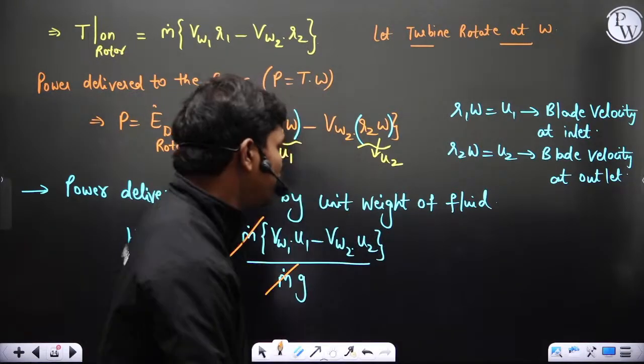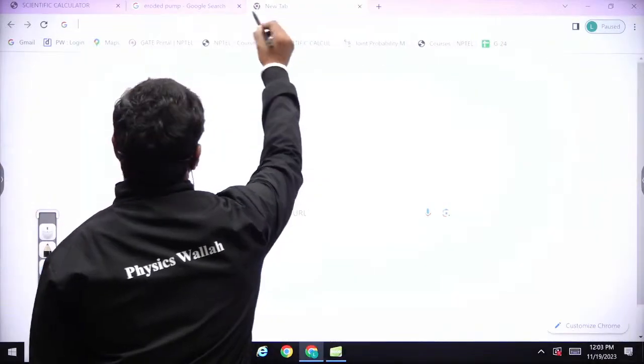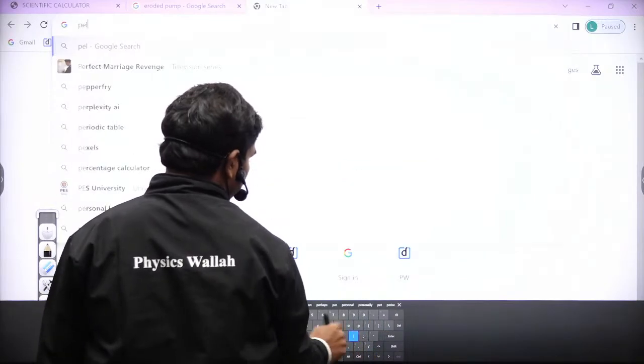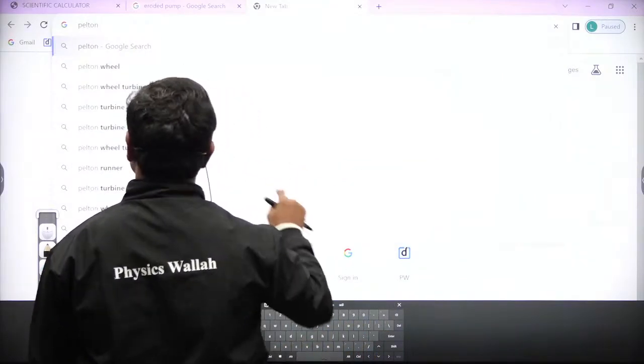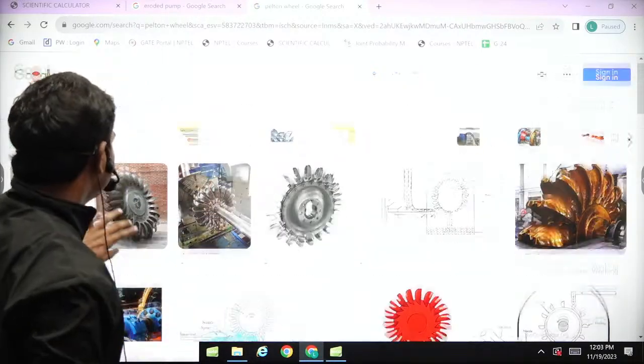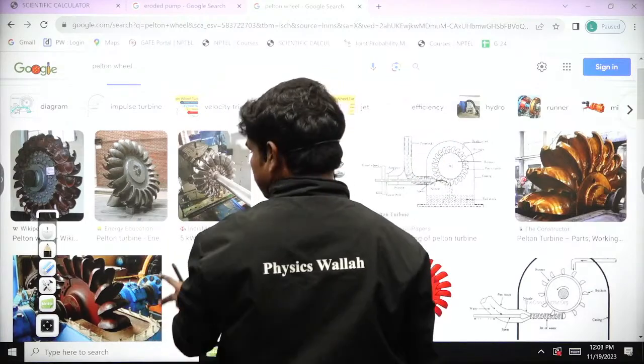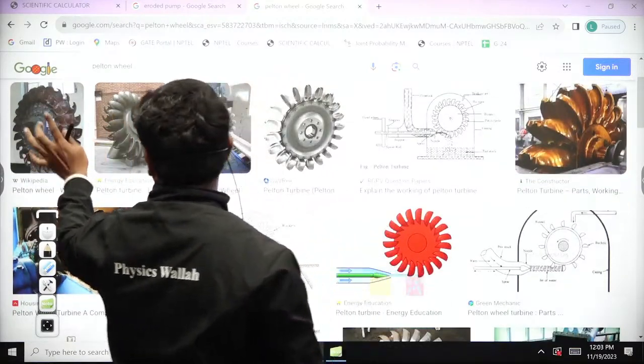Like for example, I can explain with a simple example in the case of a Pelton wheel. It is slightly 3D, because all this is a 3D picture. If you see images of a Pelton wheel, I'll show you. We'll select one good Pelton wheel. Okay, this is a fantastic Pelton wheel. Let's take this as our first example.